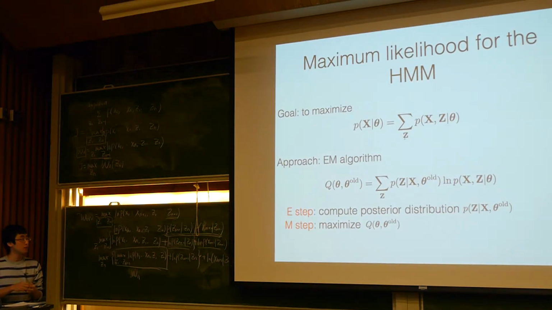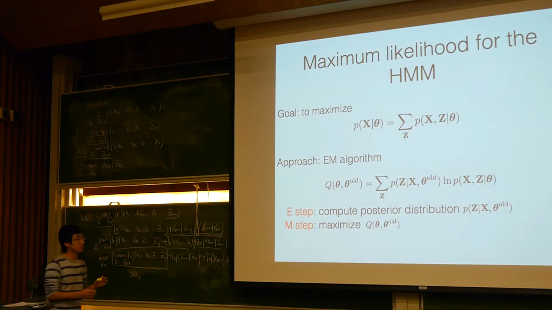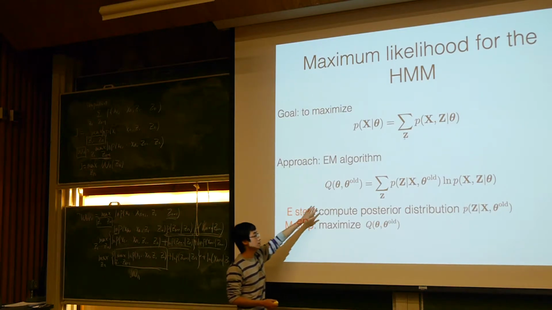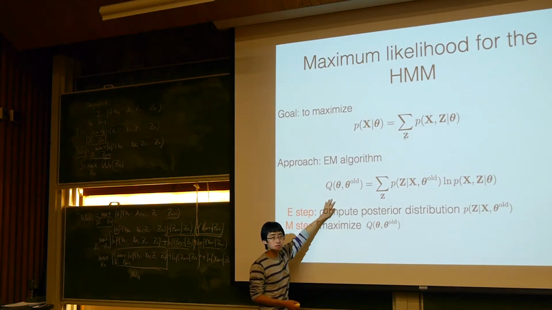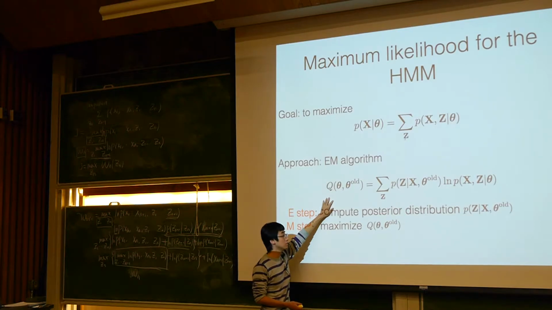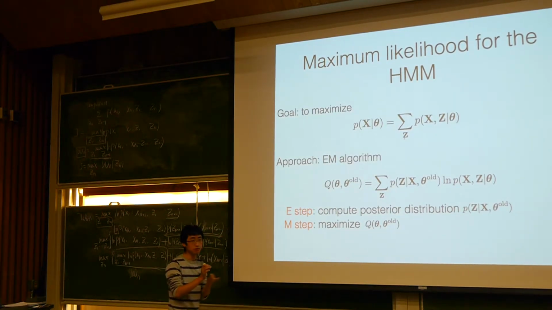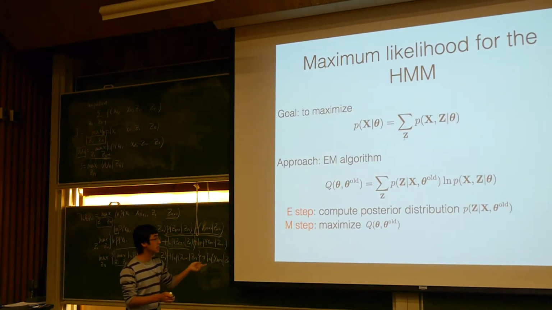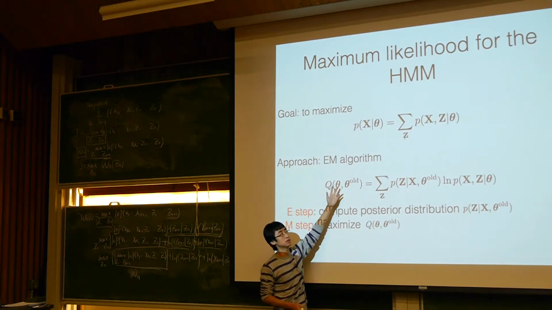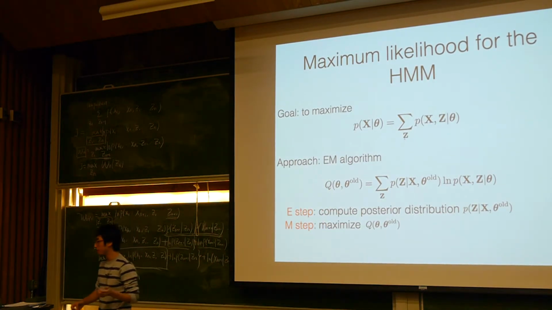So the approach that we use to deal with this case is the EM algorithm. I think the EM algorithm was mentioned in the previous recitation. The main step of the EM algorithm is to maximize this modified objective function. Why do we want to modify this objective function? First, this is a more tractable version. Second, this is a lower bound of the original objective function.